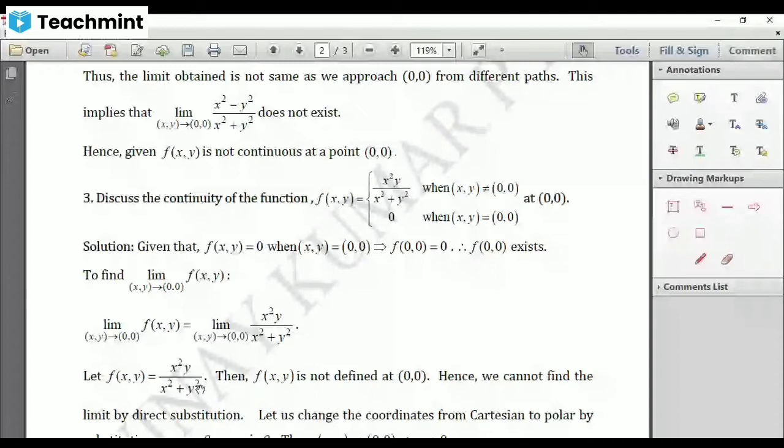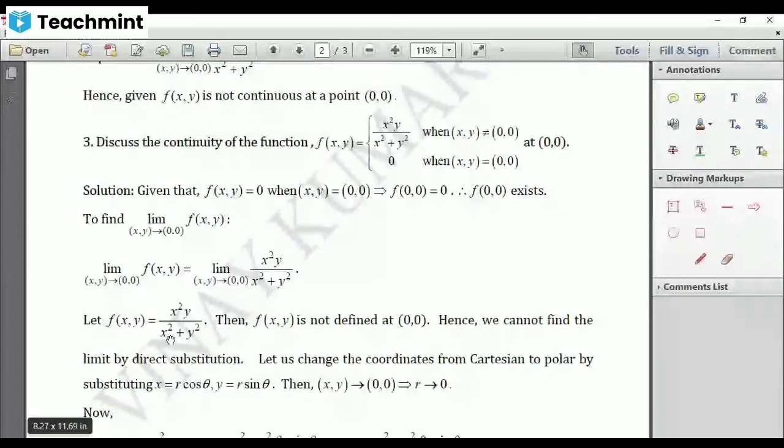So we have to go for finding the limit using different paths approaching 0, 0. You can find by that. Otherwise, we know that the denominator is x square plus y square. Right? So when the equation involves x square plus y square, I told you that you convert the Cartesian coordinates into polar coordinates. How? By substituting x equal to r cos theta, y equal to r sin theta.